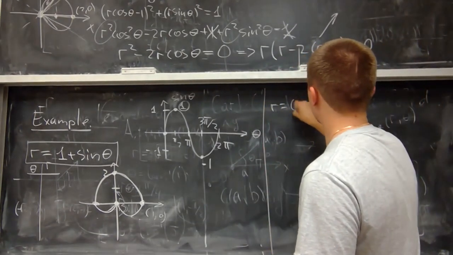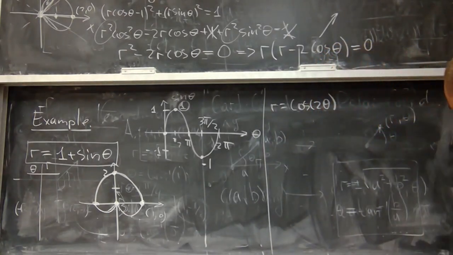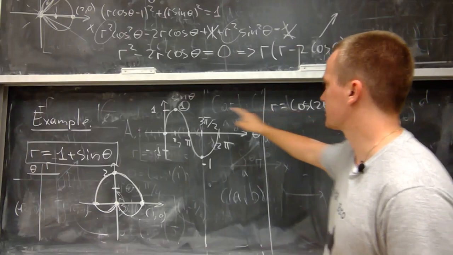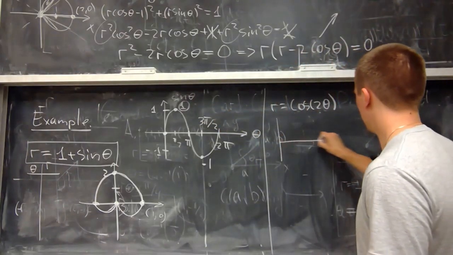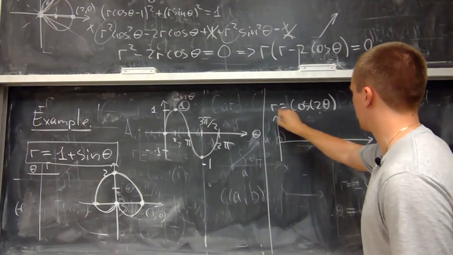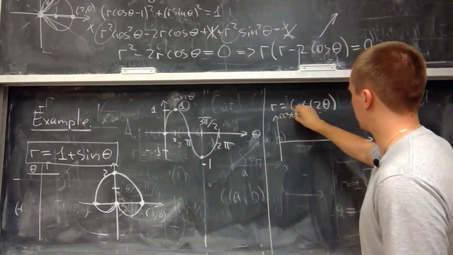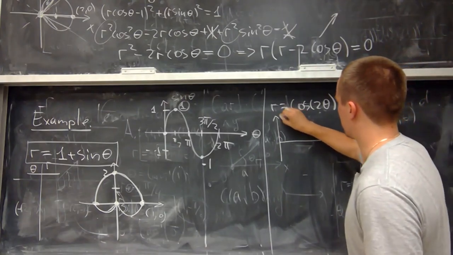Let's do r equals cosine 2 theta. For this graph, I'm going to do the same thing, but instead of drawing sine theta, I want to draw cosine 2 theta. It's a little bit tricky, but let me show how to do this. So we have theta, and your output is r.